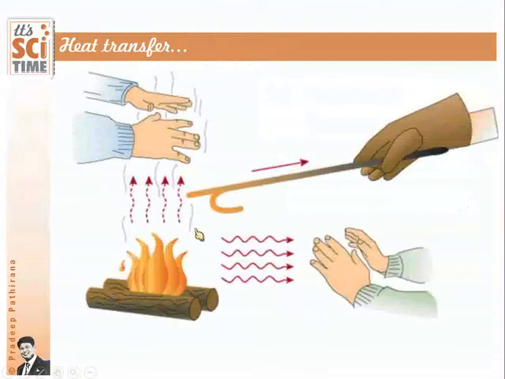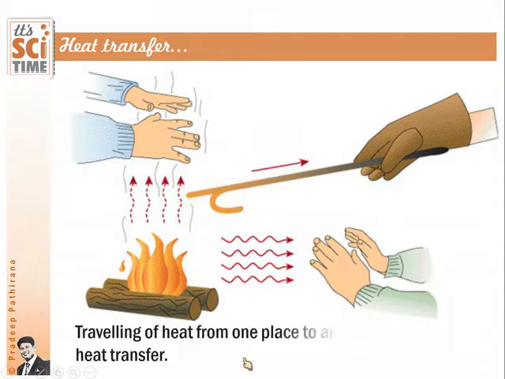Look at these pictures. The picture shows how heat travels from the heat source to somewhere else. If heat is traveling from one place to another place, that's called heat transfer. There are different ways of heat transfer here. First of all, let's see this. Traveling of heat from one place to another place is called heat transfer. And what are the methods of heat transfer?